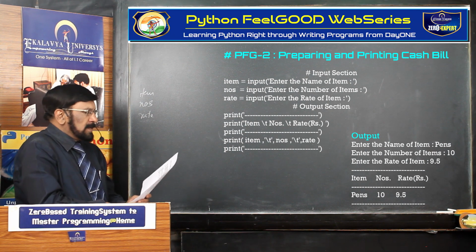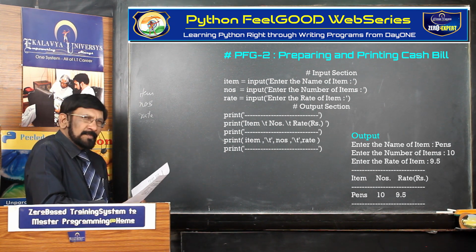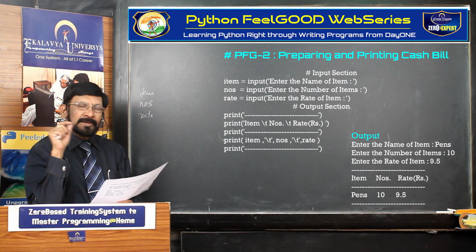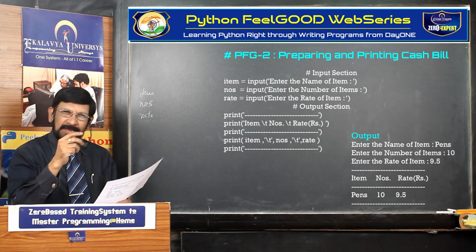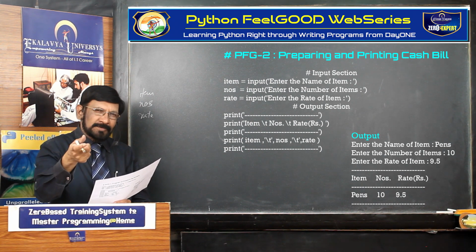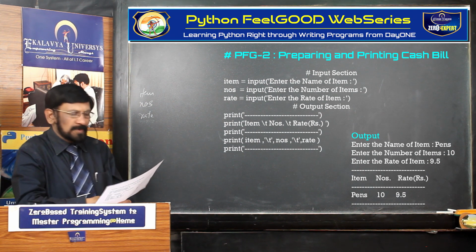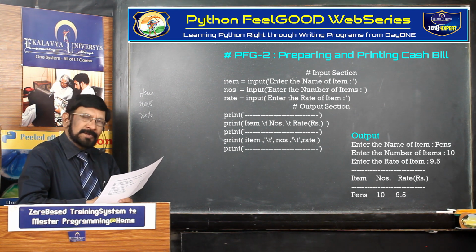Okay. Thereafter, see every code. Again, I write and show it to you. First item. What prompt statement you write? I input, enter the name of the item. That is a very simple thing, but you must guide others. Other person who is using your program should not be confused. So, second one, numbers. Enter the number of items. Third one, rate. Input, enter the rate of the item.